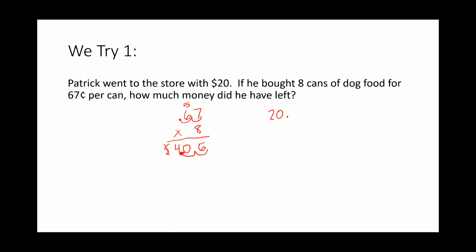And he started with $20. So then we're going to need to subtract. These are both in dollars, which means my answer is going to be in dollars. So I need to borrow. It's going to be a 9. I got to borrow again. There we go. 10 minus 6 is 4. 9 minus 0 is 9. 9 minus 4 is 5. And 1. So it looks like he'll have $15.94 left over when we're all said and done.